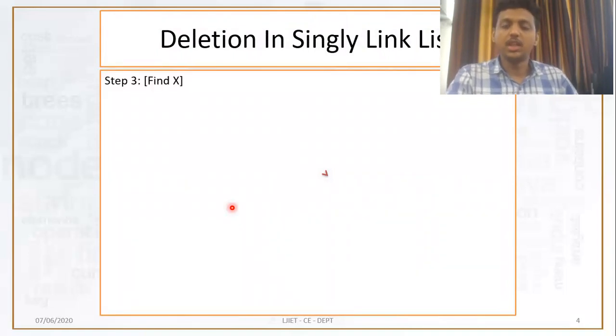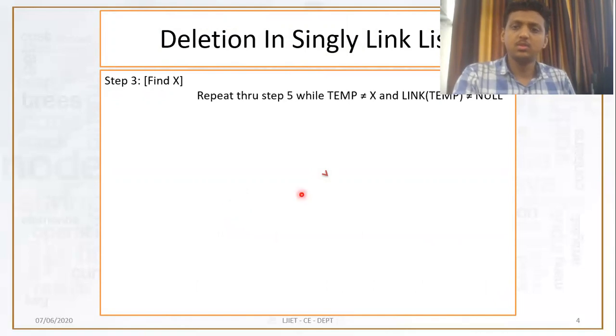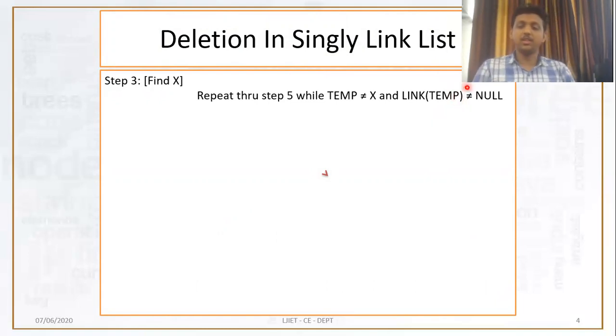So now the next step is find x. I want to find x. To find x, I have already initialized my temporary pointer. But wait a minute, let me minimize this screen so you can watch it. Okay, I think this is now visible. So repeat through step 5.